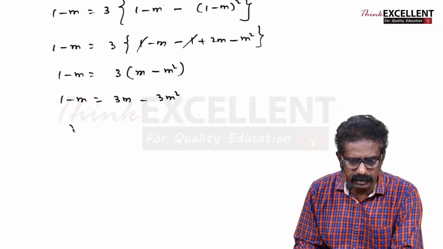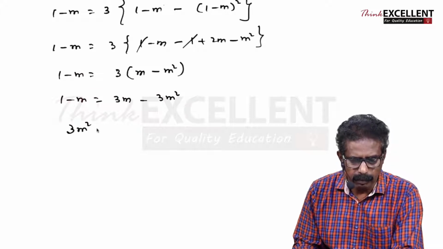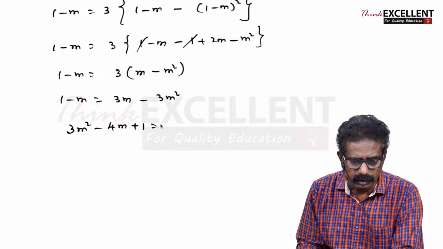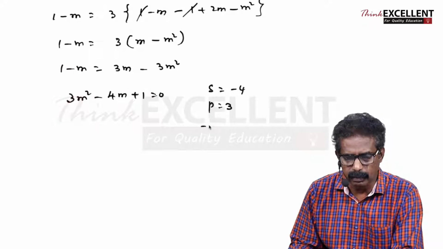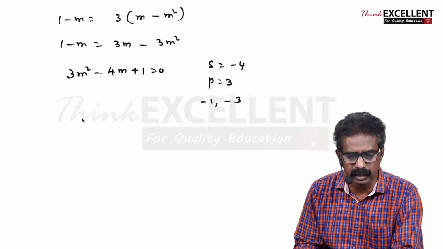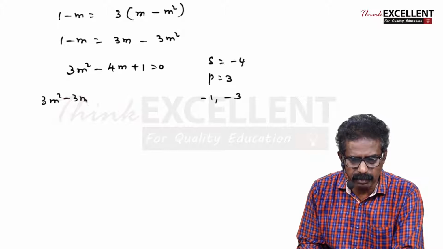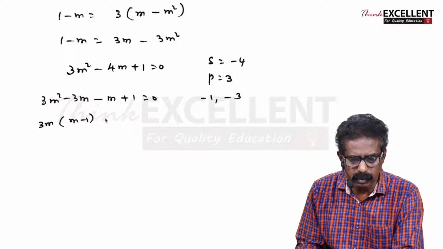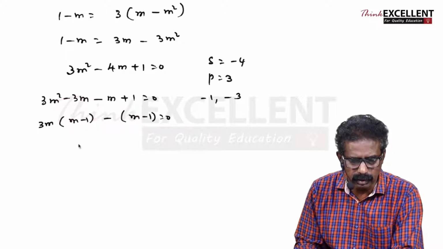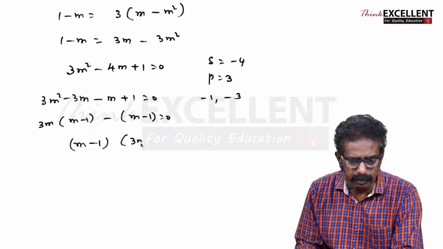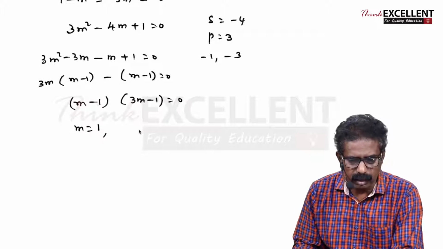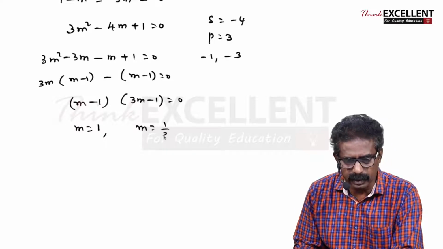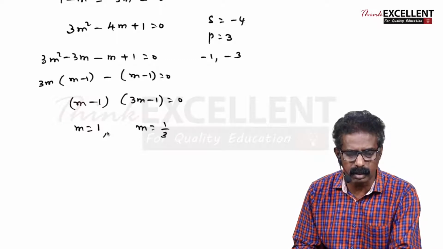Bring everything to one side. 3M square minus 4M plus 1 equal to 0. Sum equal to minus 4, product is equal to 3. The numbers are minus 1 and minus 3. So 3M square minus 3M minus M plus 1 equal to 0. Take 3M common, M minus 1. Take minus outside, M minus 1. So M minus 1 into 3M minus 1 equal to 0. So M is equal to 1 or M equal to 1 by 3.